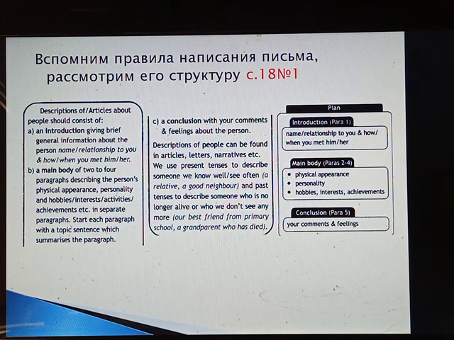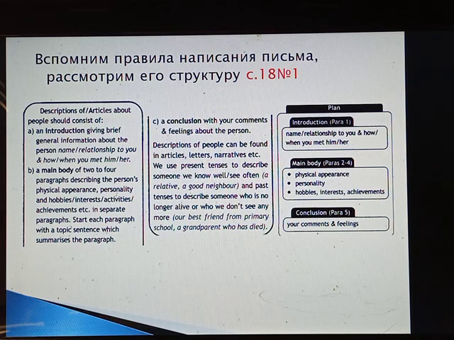Then there is a main body. In the main body you can make as many paragraphs as you need. In the main body you describe the person. You start with physical appearance. Then you describe some character features. You describe the personality. And you finish your description with hobbies, interests, achievements, probably hopes of this person. And of course, every piece of writing has a conclusion in which you comment on what you have written.